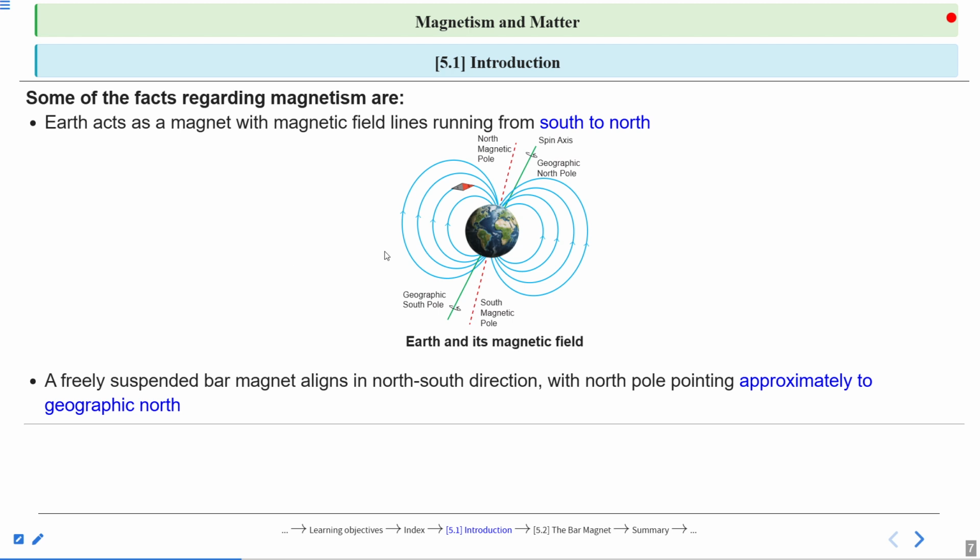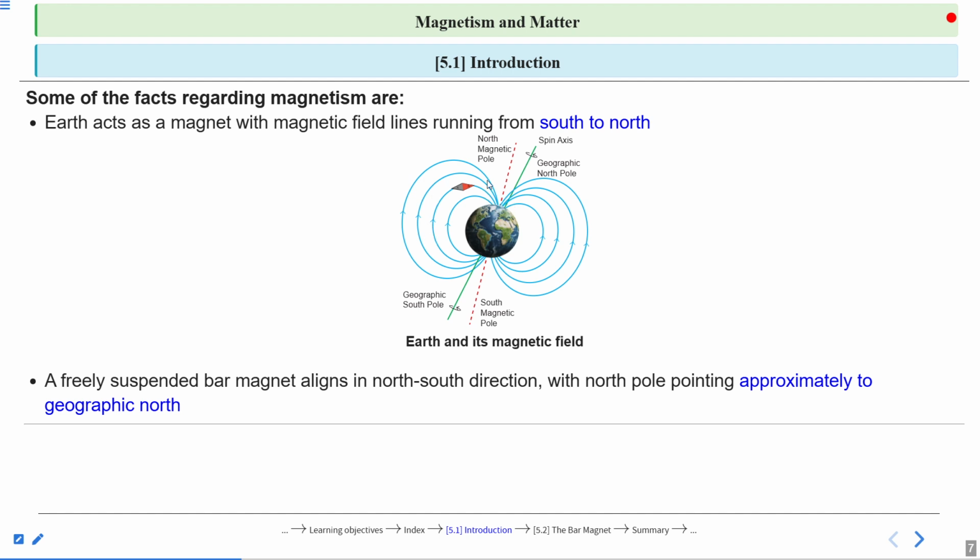So when we freely suspend a magnet or any magnetic needle, it will align in the north-south direction, with the north pole pointing towards the magnetic north of the Earth, or approximately the geographical north. This is the behavior. You can see the magnetic field lines are directed this way, so that's why the magnetic needle will deflect in the direction of the magnetic field.